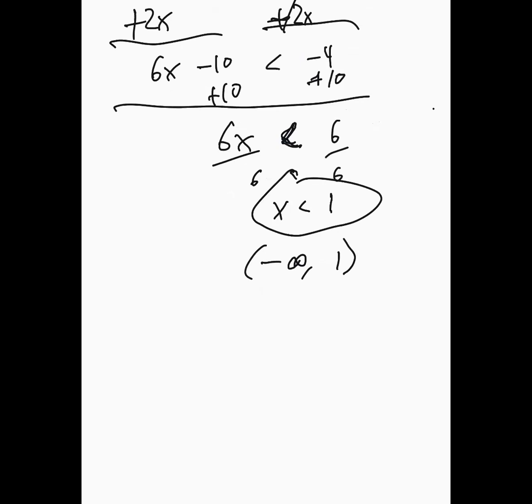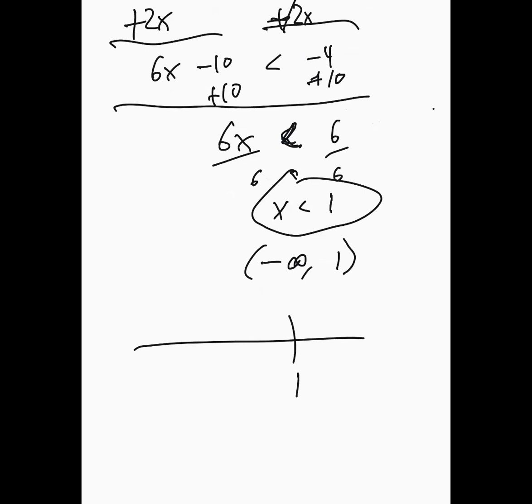So how do I graph the solution x is less than 1 on a number line? First, label the point 1. Do I label it with an open dot or a closed dot? Can it actually equal 1, or can it only be less than 1? It can only be less than 1, so it can't touch 1. So put an open dot on 1.